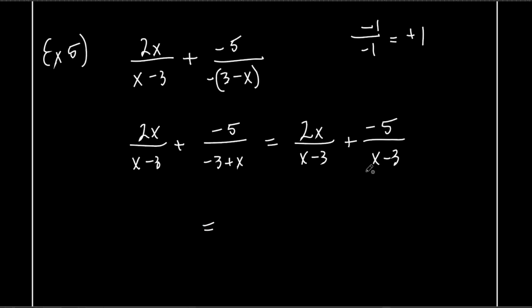Now, check it out. Now I have a common denominator. So now I can just write the one denominator and then add up the top. So I got 2x plus negative 5. What's a plus and negative? Plus and negative is just a minus 5. And that's your answer right there.